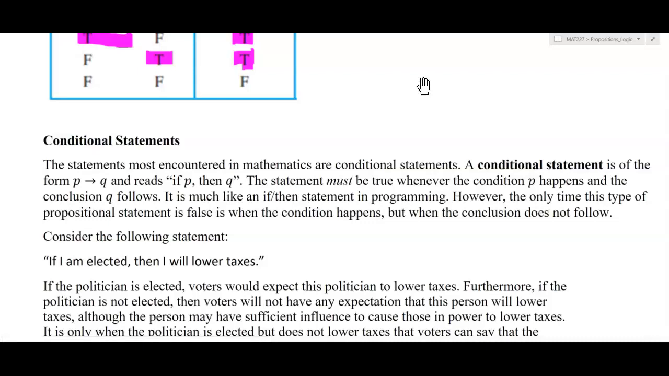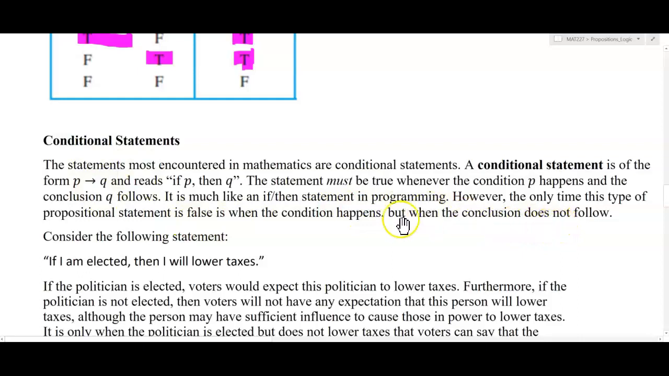We also have something called a conditional statement. A conditional statement is one of the form P, and then there's an arrow pointing to Q, and this reads, if P, then Q. So this is kind of like an if statement when you're dealing with computer programming. The statement must be true whenever the condition P happens and the conclusion follows. So whenever P happens, we're saying then Q. Q is guaranteed to happen after that. It is much like an if-then statement in programming.